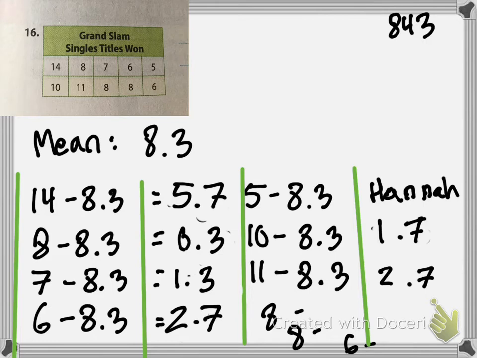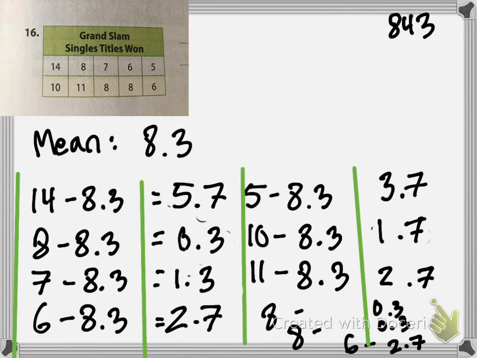For Hannah's, I'm just going to correct it because I think she might have made a slip. So it is going to be 3.7 that we have. Now, we also have that other 8. The 8 is 0.3, the other 8 is 0.3, and our other 6 is 2.7. To find the mean absolute deviation, we add all of these together.